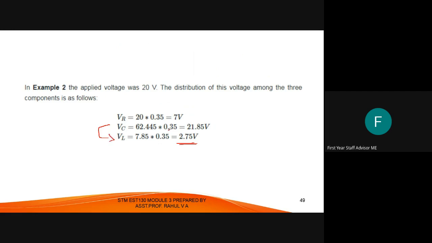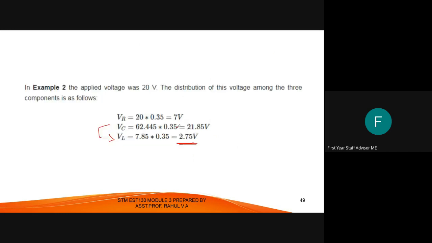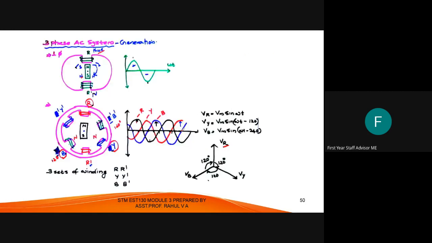Okay, VC is the XC. XC is 62.445 into 0.35. So that is 21.85. That is material.